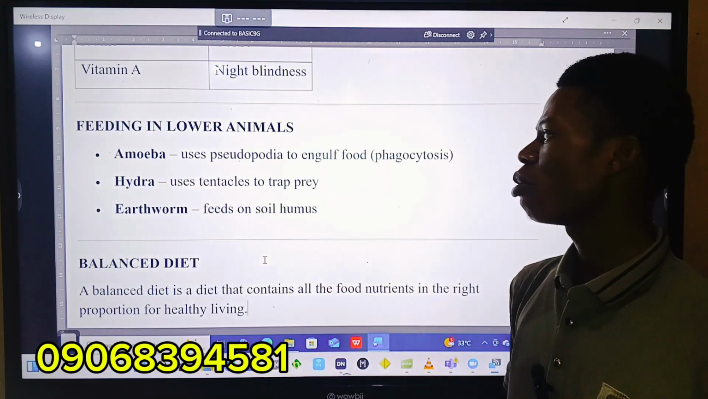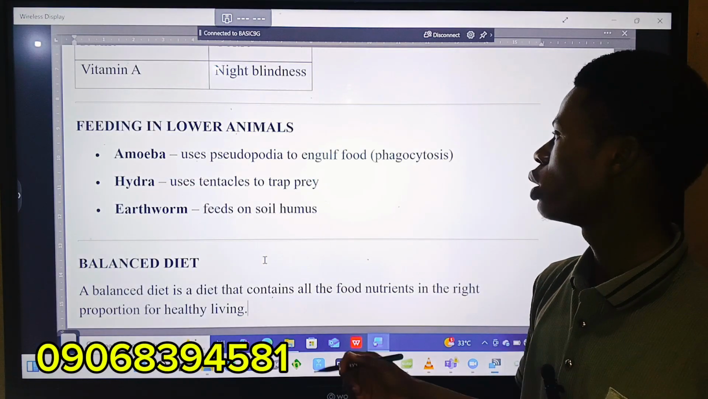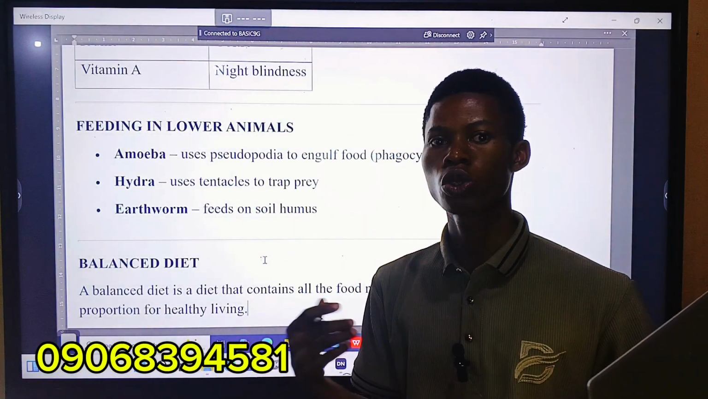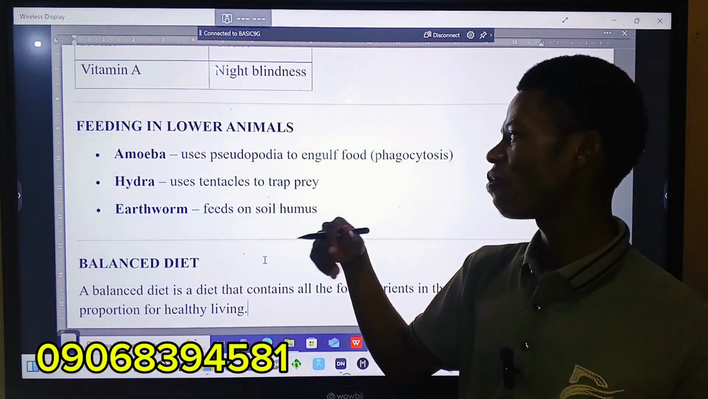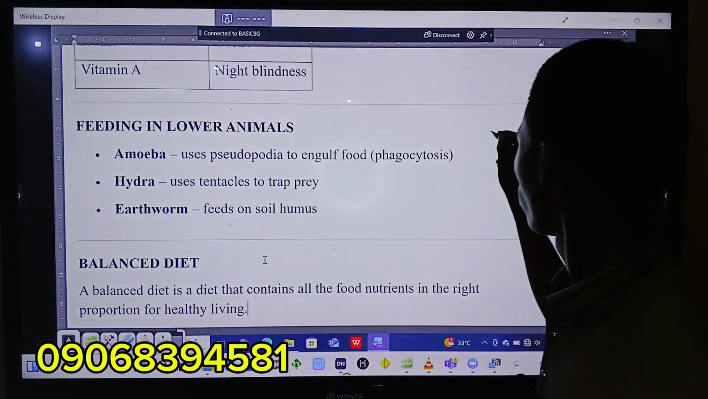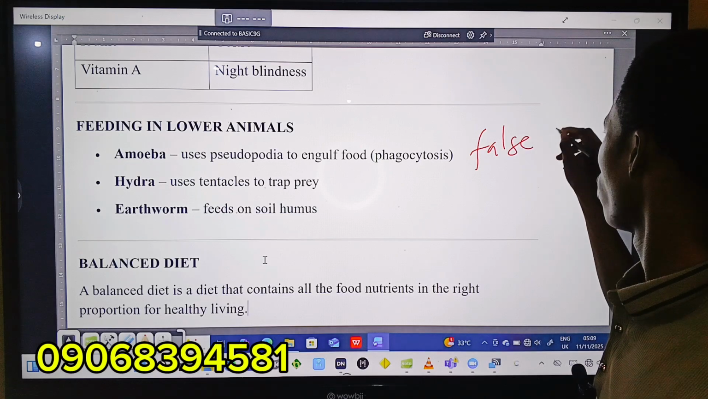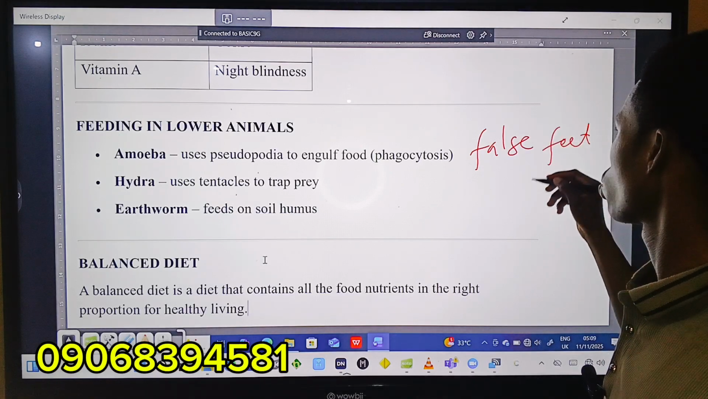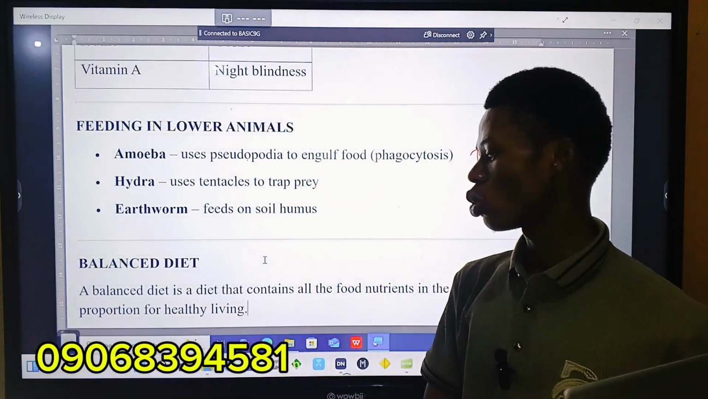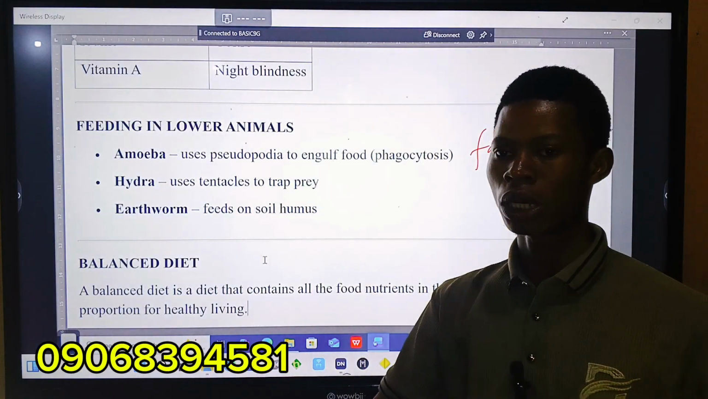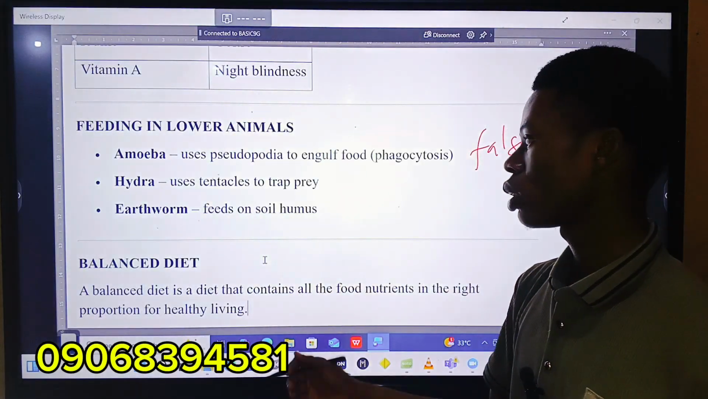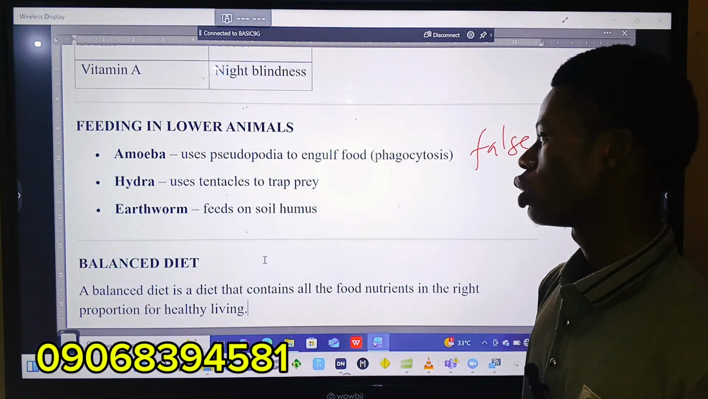Amoeba uses pseudopodia to engulf food. That is phagocytosis. Anytime you hear pseudo, it means false, not true. Pseudopodia means false feet. Now, what amoeba does is to engulf the food. It uses the false feet to engulf food. And Hydra uses tentacles to trap prey. Earthworm feeds on soil humus.